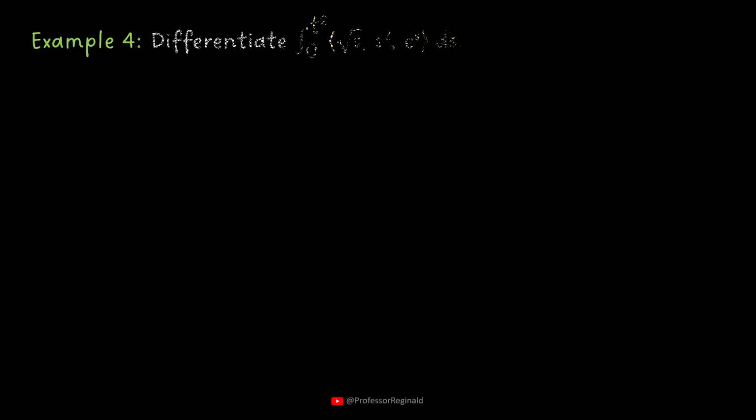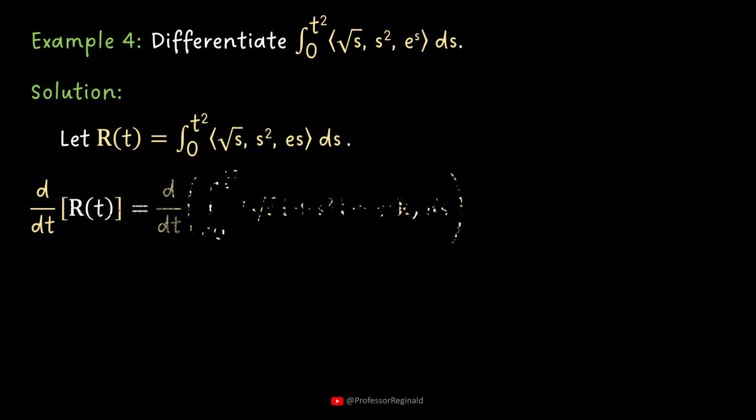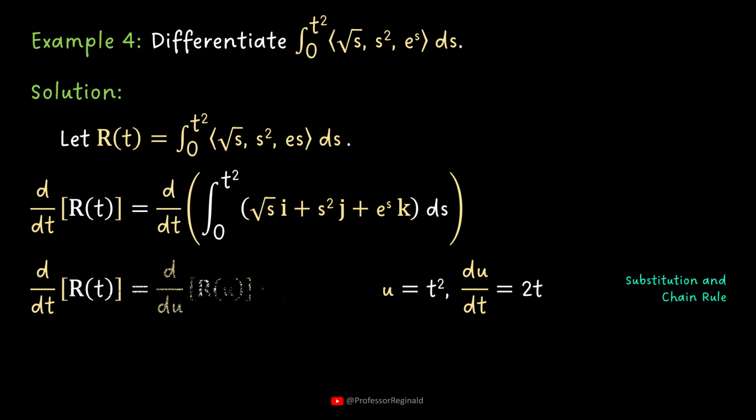Example 4. Differentiate the integral. Solution. Let capital R be the whole integral. Then write the vector-valued function inside the integral in linear combination form. Before applying the fundamental theorem of calculus, apply a substitution in the chain rule. Let u be equal to t squared, which means du dt is 2t. By chain rule, the derivative of the integral becomes the following product.